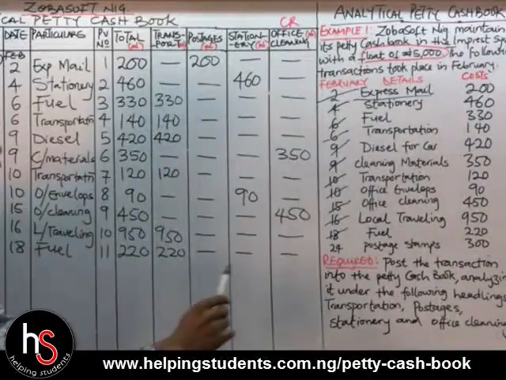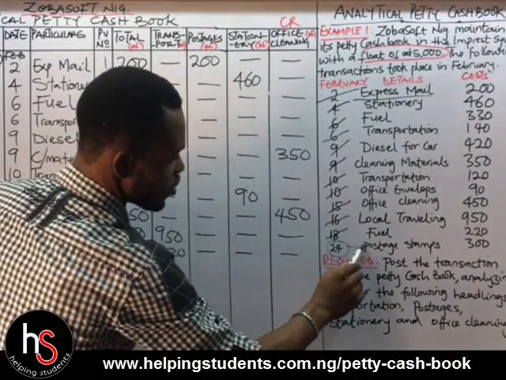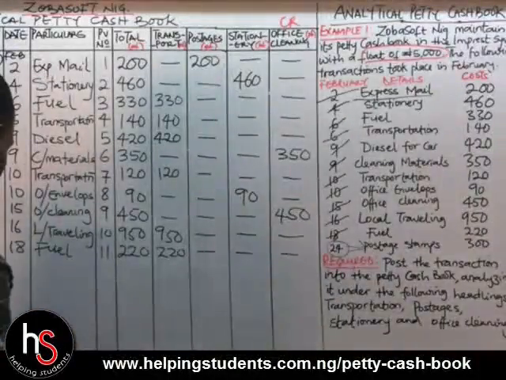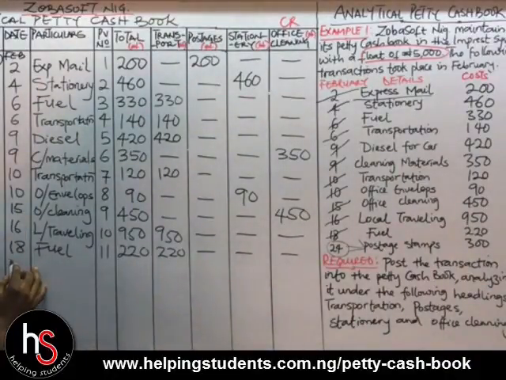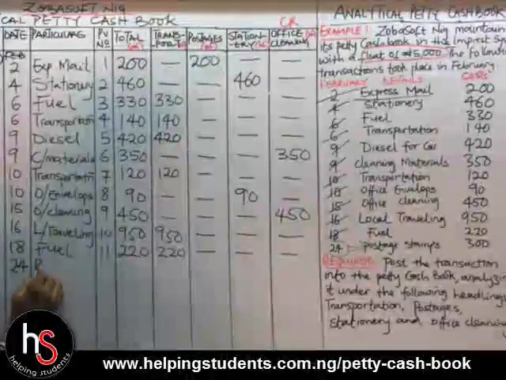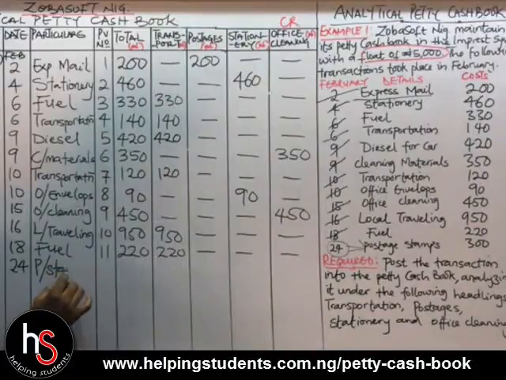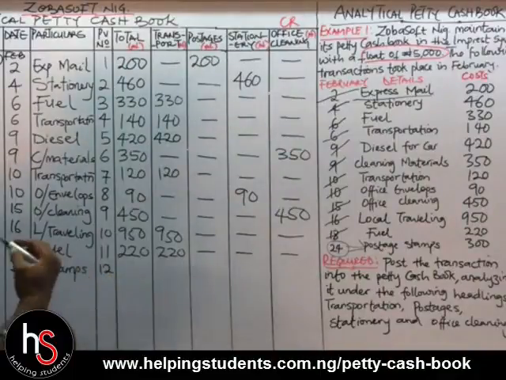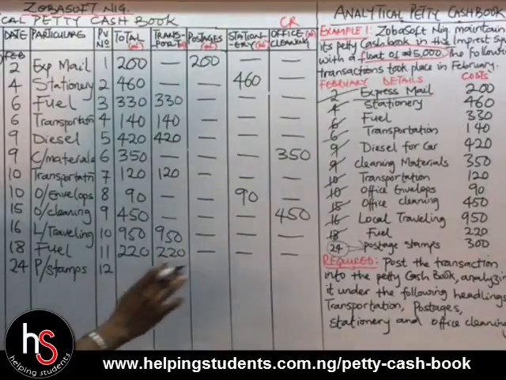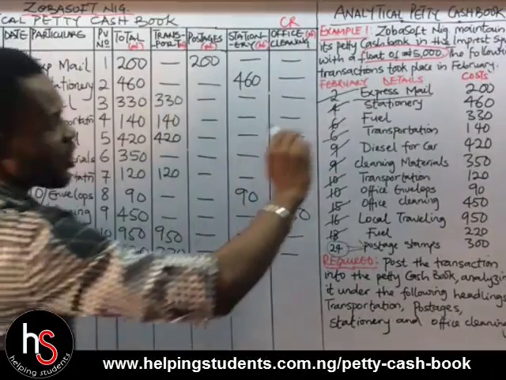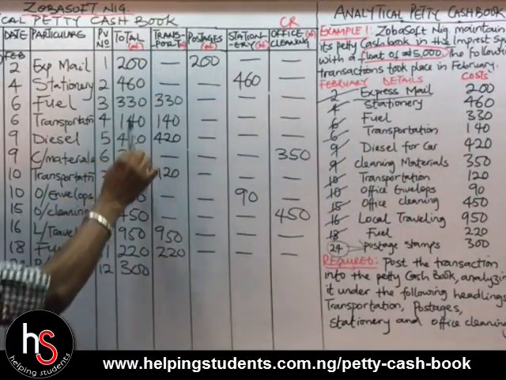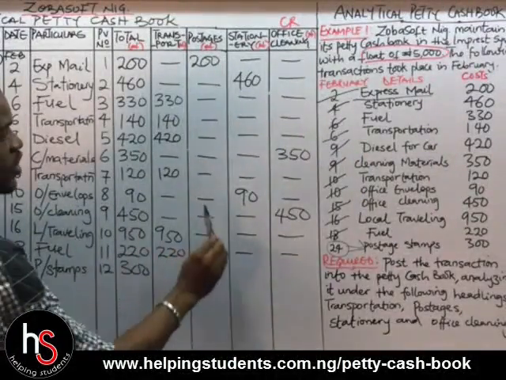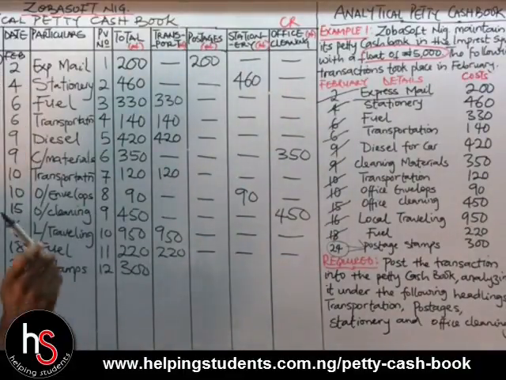And the last on the question is on the 24th. We have what? Postage stamps. We'll come under your date again. We'll have 24th. Postage stamps. The PV number will be 12. Why is it 12? It is the 12th transaction we are recording on the credit side. And how much is it? 300. This is the segment for the total. Everything we have here must first be recorded under the total before it goes into its different column.